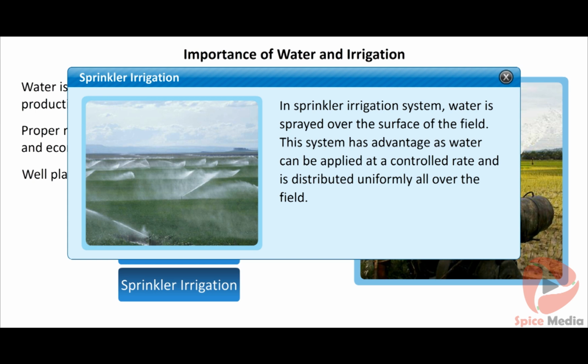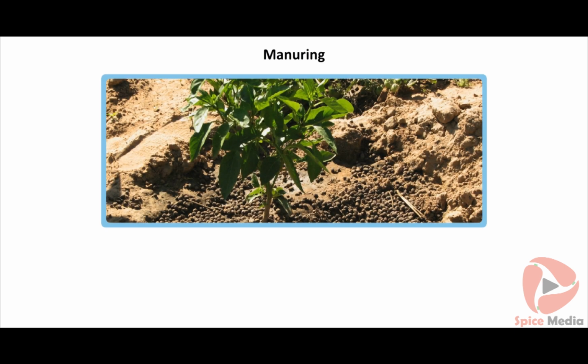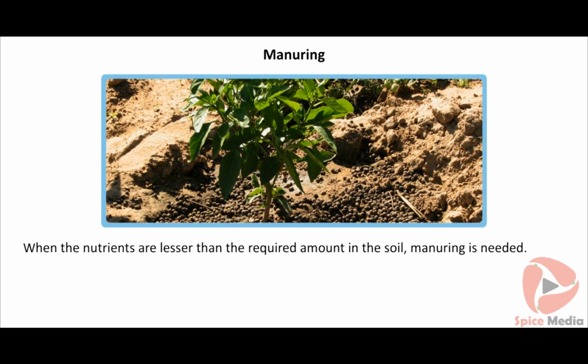In sprinkler irrigation system, water is sprayed over the surface of the field. This system has the advantage that water can be applied at a controlled rate and is distributed uniformly all over the field. Manuring. Another important agricultural practice is manuring.